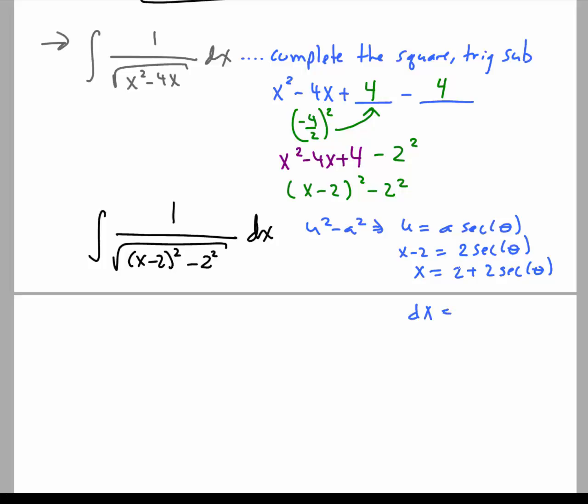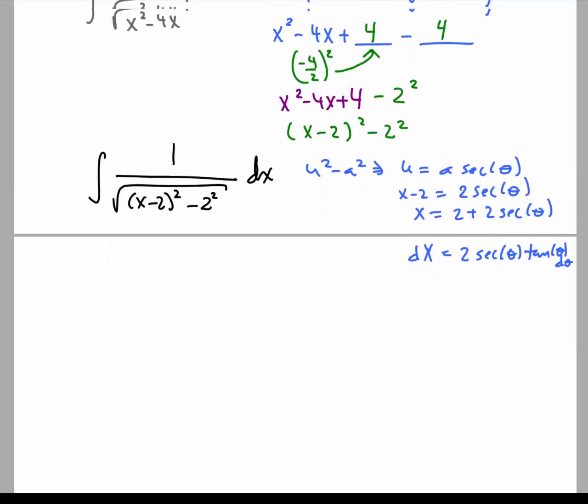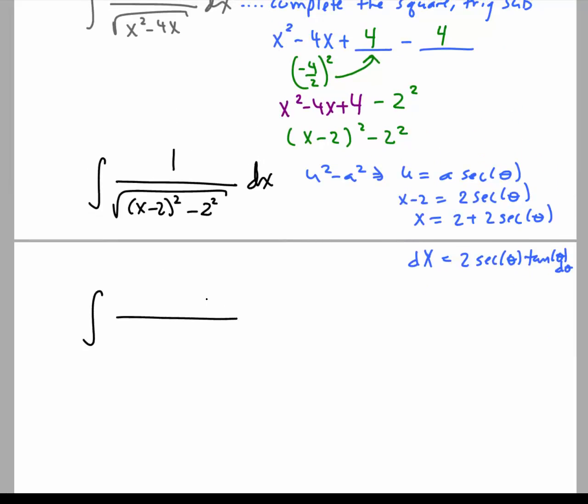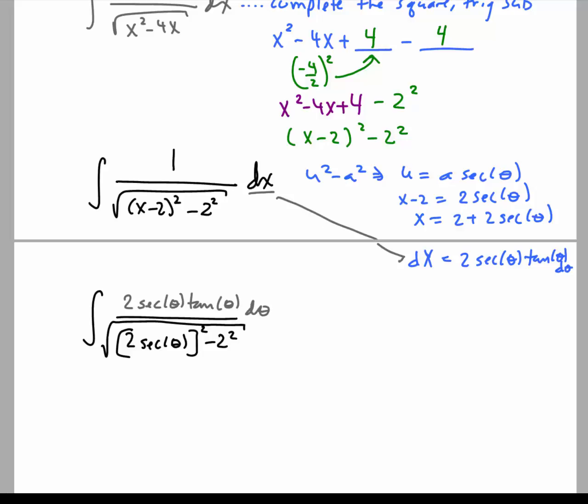dx: the derivative of a constant is 0, so the derivative of 2 is 0. Drag this other 2 along, the derivative of secant is secant tangent, and of course we have a d theta there. Okay, so this should be pretty simple to rewrite. This x minus 2 right here is going to be 2 secant theta, and of course it's quantity squared. And this is minus 2 squared. Here we have our square root. Now dx is equal to 2 secant theta tangent theta d theta. So that's a substitution in for dx. So for dx I substitute directly in.